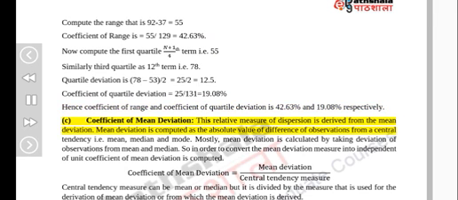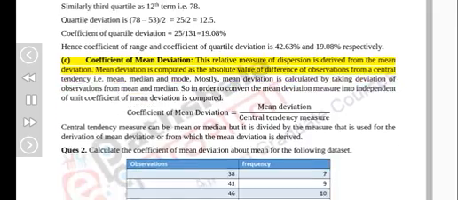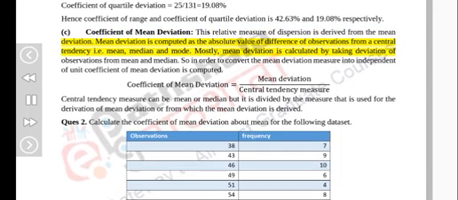See coefficient of mean deviation. This relative measure of dispersion is derived from the mean deviation. Mean deviation is computed as the absolute value of the difference of observations from a central tendency, i.e. mean, median and mode. Mostly, mean deviation is calculated by taking deviation of observations from the mean and median. So in order to convert the mean deviation measure into one independent of unit, the coefficient of mean deviation is computed.